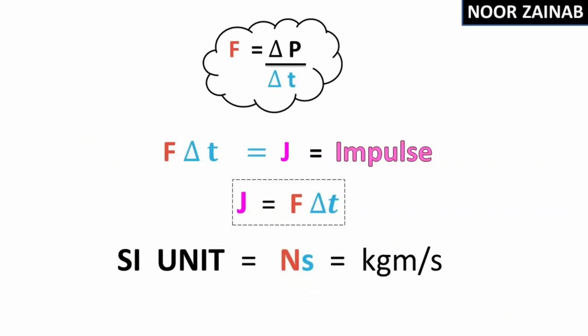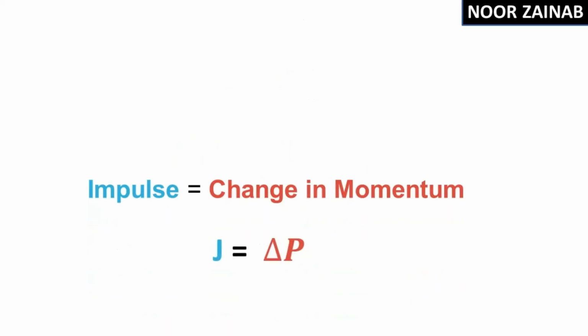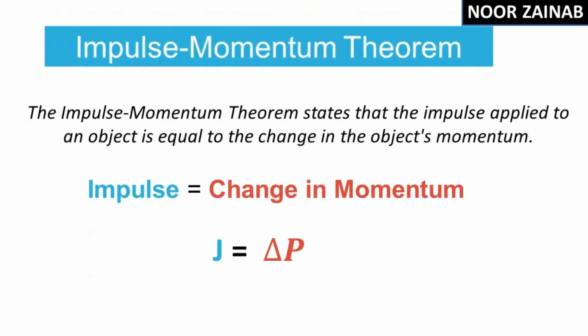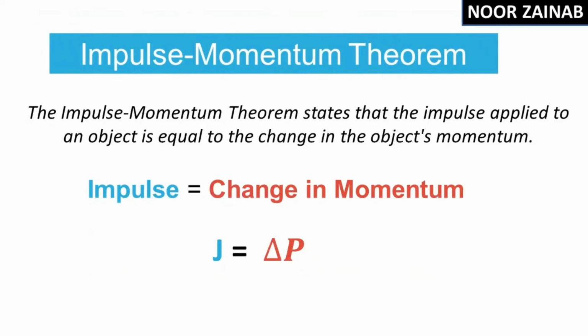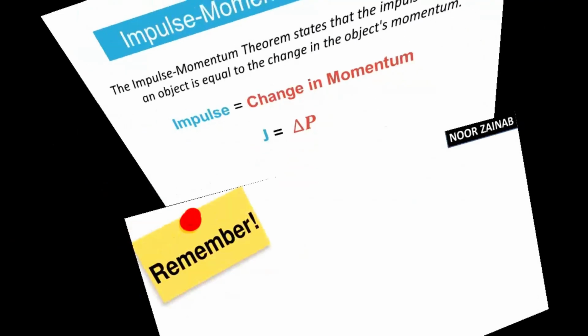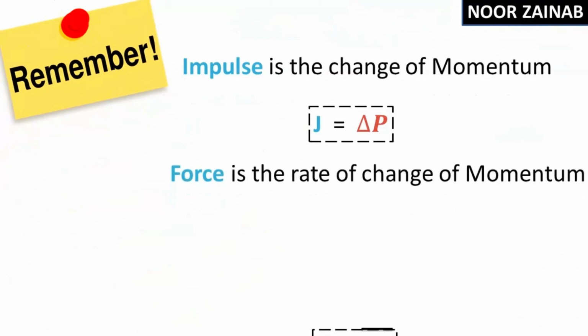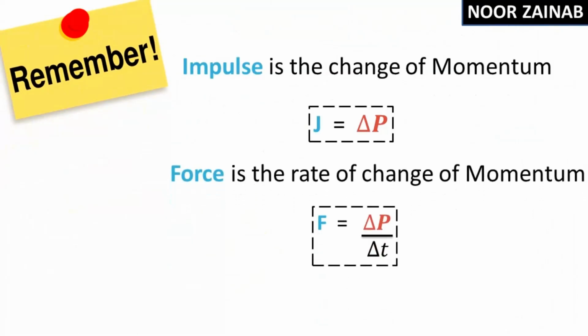So finally, now we can conclude the impulse momentum theorem. The impulse momentum theorem states that the impulse applied to an object is equal to the change in the object's momentum. It means that impulse is equal to the change in momentum of an object. Furthermore, here are some key points to remember: impulse is a change in momentum, whereas force is the rate of change of momentum.